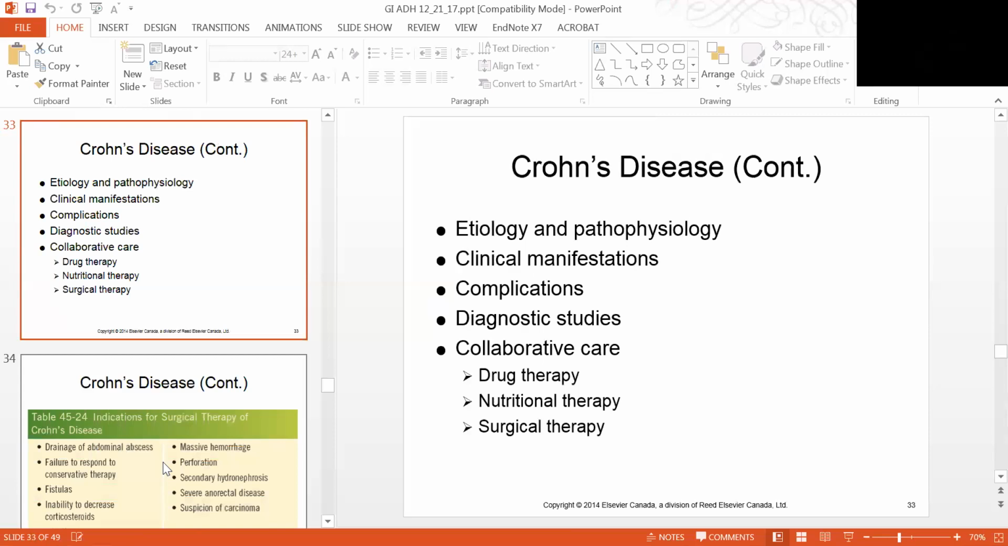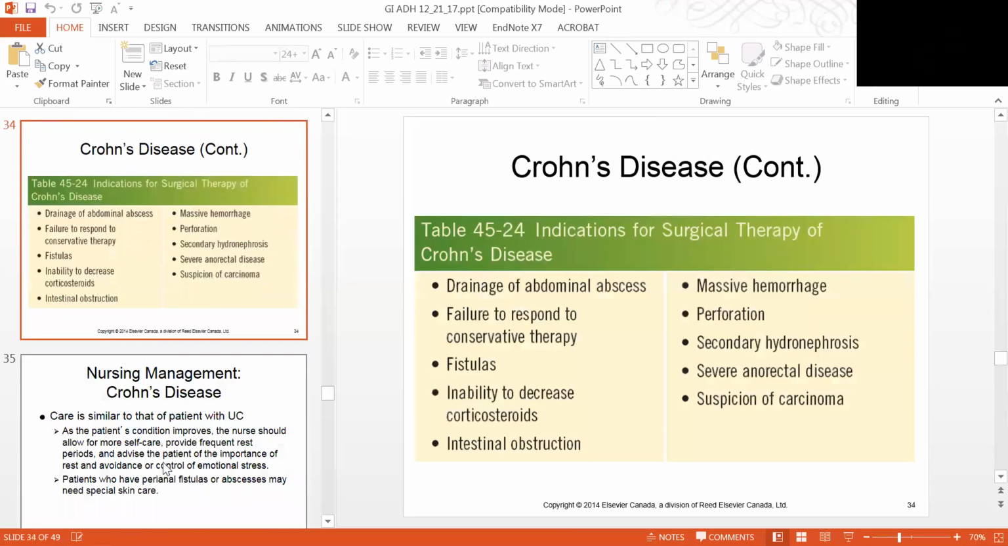Complications, again, fluid loss would be a big complication. It could also cause perforation. Collaborative care, drug therapy, nutritional, and surgical we've talked about. And so you would do the same as colitis, a colostomy. So Crohn's disease, so indications for surgical therapy, and again, we mentioned perforation. With severe disease, they might want to remove that piece of the bowel.